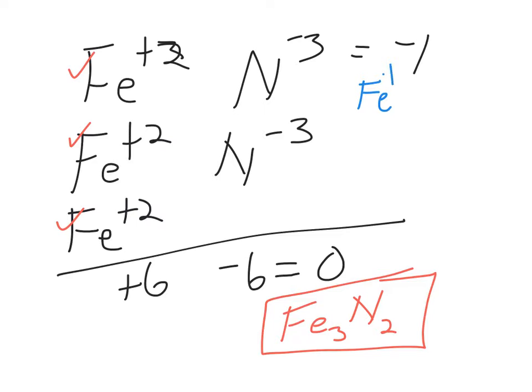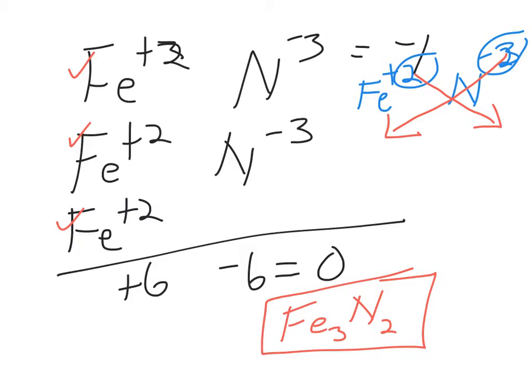Fe was a +2. Nitrogen is a -3. Look at the top numbers. Are they the same number? No. No, so you can't reduce it. Can I reduce 2 into 3? No. No. Okay, so you're going to crisscross. I'm going to put that 3 without the charge, that 2 without the charge. When you have a number on the bottom, it's no longer a charge. It's telling you how many of that particular atom you actually have.